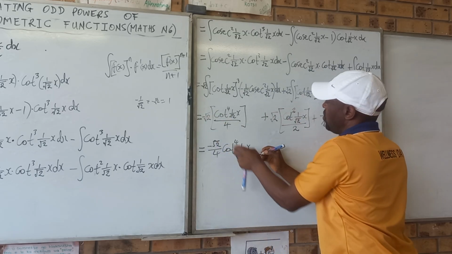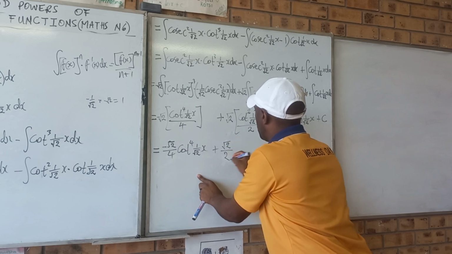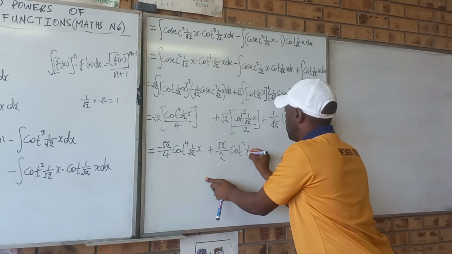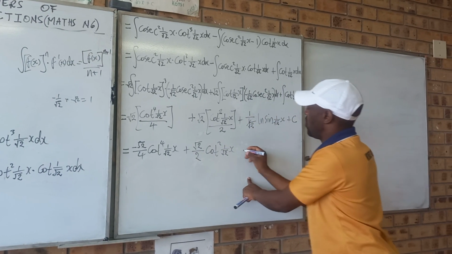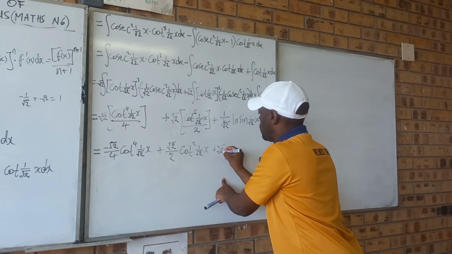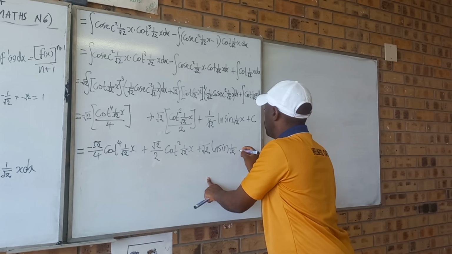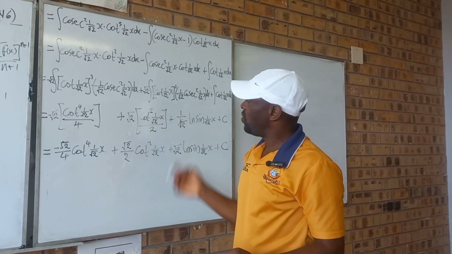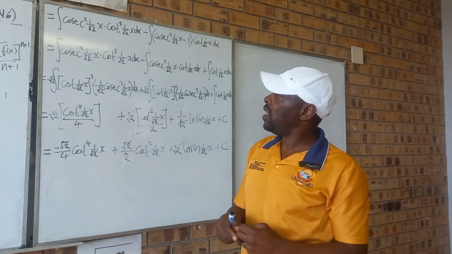I'll just take negative root 2 over 4. Then here is positive root 2 over 2. Then you get your cot square 1 on root 2x. Then for the last one, 1 divided by 1 over root 2 is a positive root 2 ln sine 1 on root 2x plus c. So this last part, you can just do it if you want to. If you are not comfortable, if you don't have time for that, you just leave it.